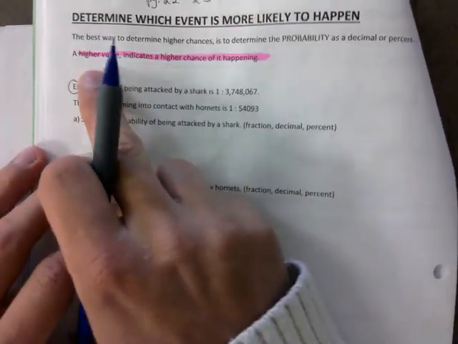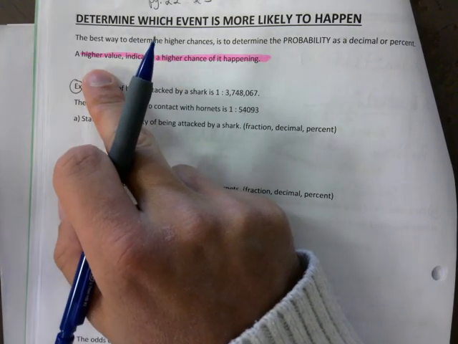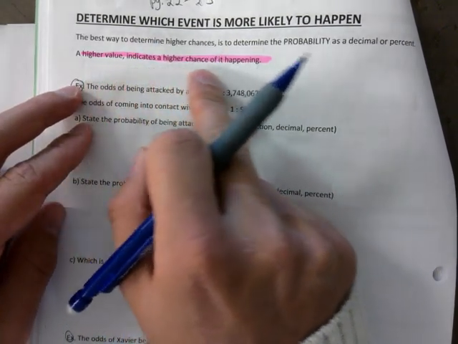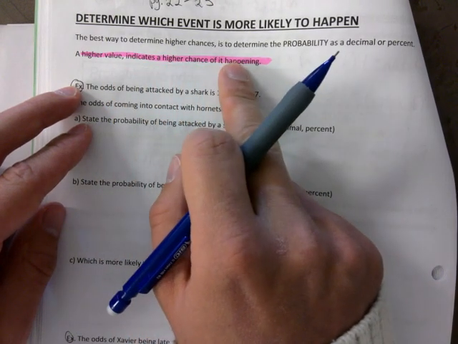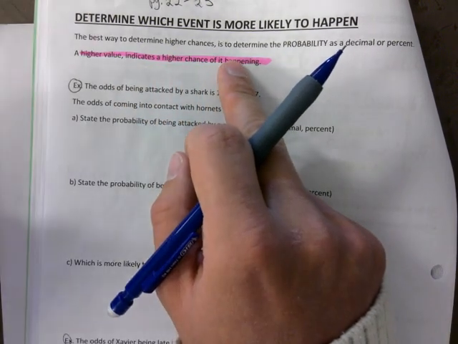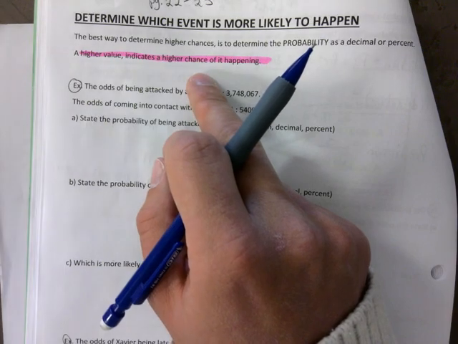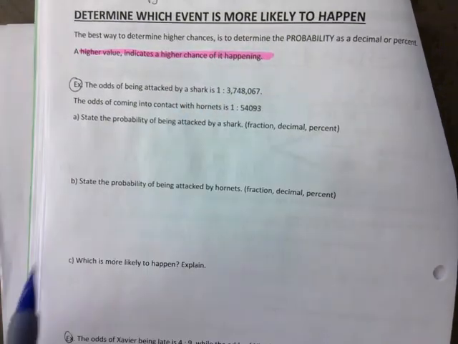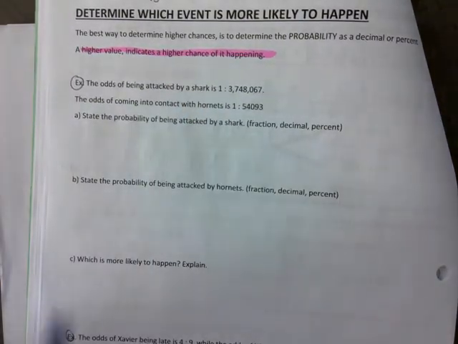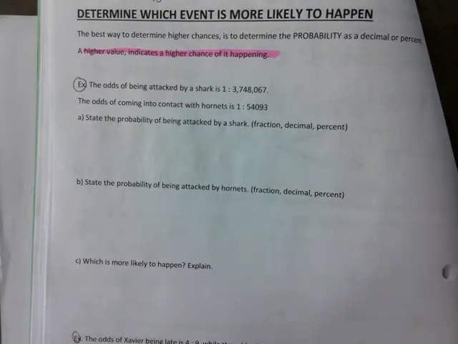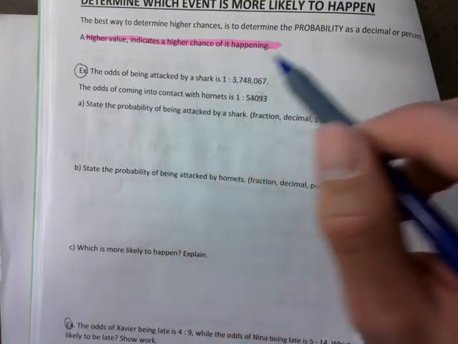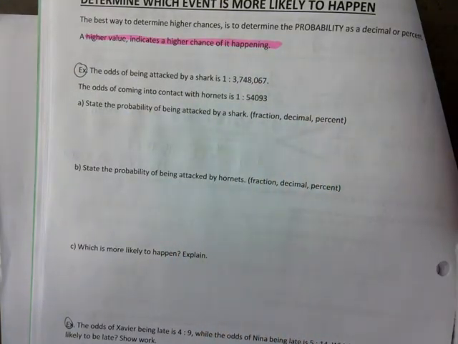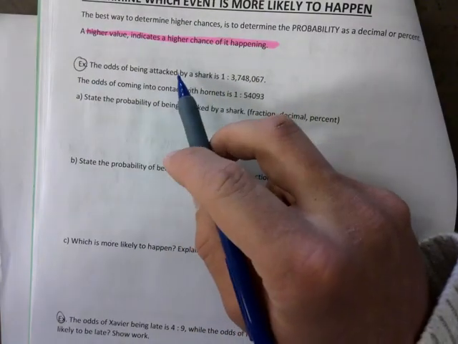It's just, right, to find out what's more likely to happen, we use the probabilities, and whichever one is the higher probability, that just means that event has a higher chance of happening. So I'm going to go through some of these examples here. The odds of coming into contact with hornets.